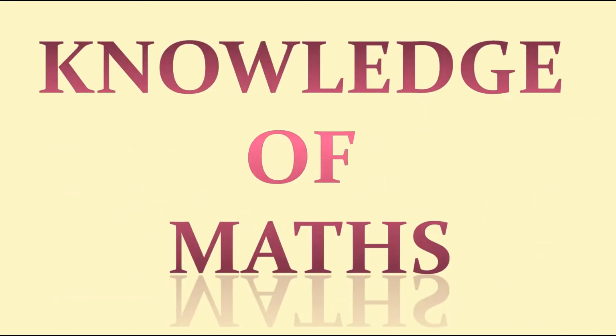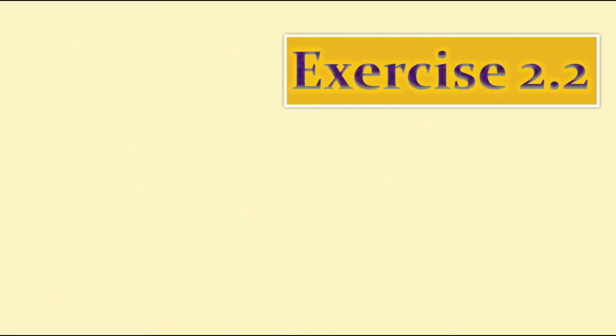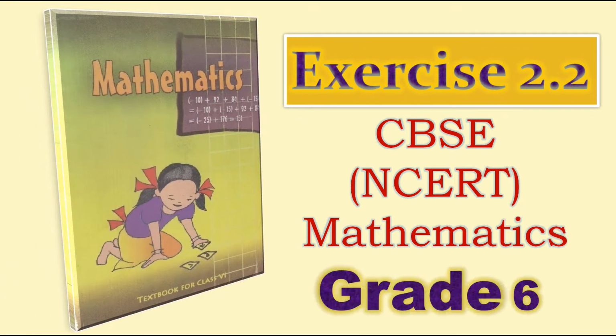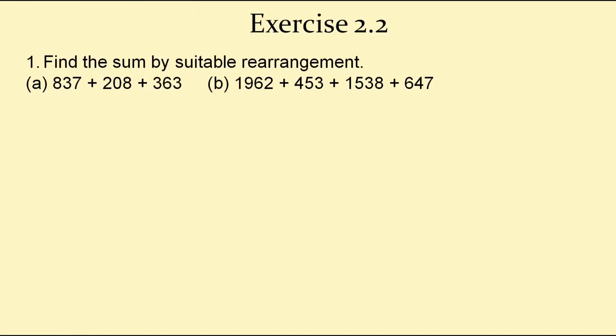In today's video, we are going to solve exercise 2.2 from the textbook of CBSE board NCERT Mathematics of grade 6. So, let's start. Here this is the first question. Find the sum by suitable rearrangements. Means we have to solve this sum by using some properties or some tricks, or by making some rearrangements to make the sum easier to solve.